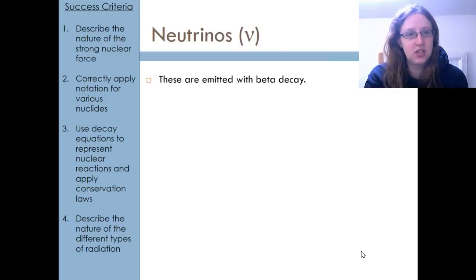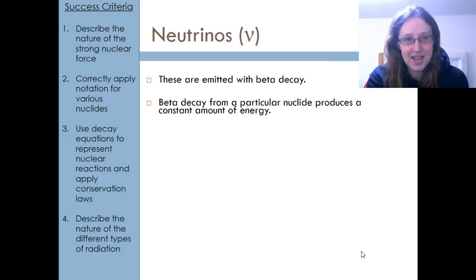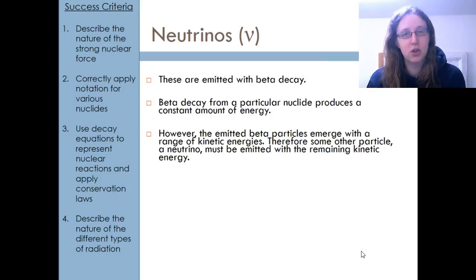So then, just a little word on these neutrinos, and I've talked about them before, but we'll just give you a little bit more. They are emitted with beta decay, and now beta decay from a particular nuclide always gives out a constant amount of energy. But the particles that are emitted, the electron or the positron, they can have different amounts of energy, because they could be emitted at different speeds. So the neutrino soaks up the rest of that energy. It's there to make sure that that energy emitted is constant. It allows you to balance it out, because your beta particle can be emitted at different speeds.